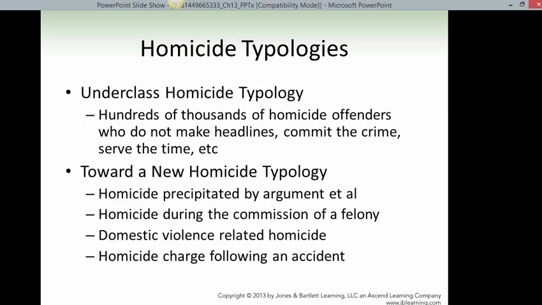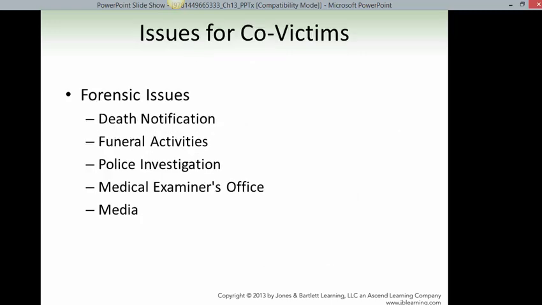Underclass homicide typology. Hundreds of thousands of homicide offenders who do not make headlines commit the crime, serve the time, etc. Towards a new homicide typology: homicide precipitated by an argument, homicide during the commission of a felony, domestic violence related homicide, and homicide charge following an accident.